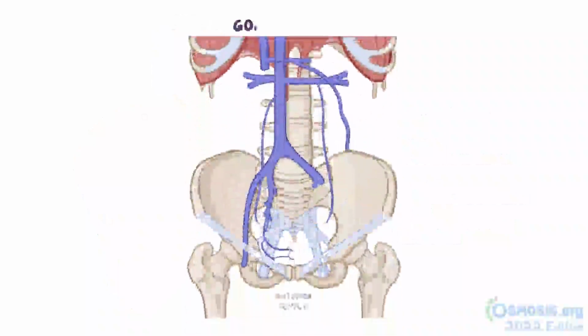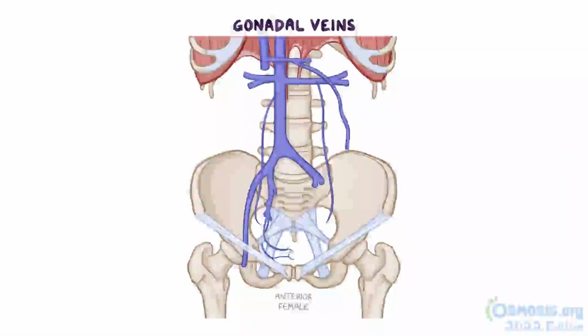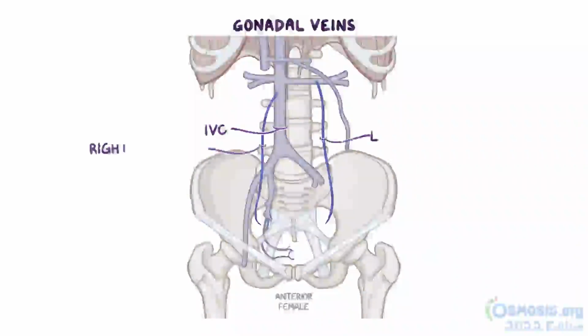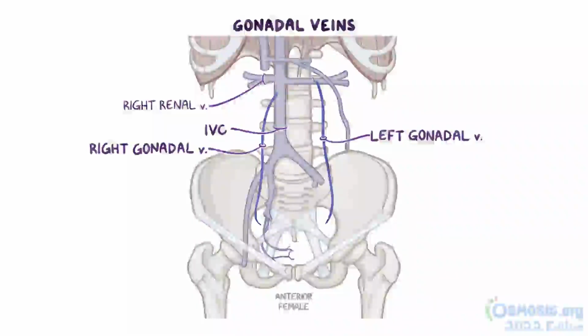It's particularly important to understand the drainage of the testicular veins in males and ovarian veins in females. As the testicular and ovarian arteries are branches of the abdominal aorta, you would expect these veins to drain to its counterpart, the IVC. However, the right and left gonadal veins drain into different vessels. The right gonadal vein drains directly into the inferior vena cava, just below the right renal vein. On the other hand, the left gonadal vein drains into the left renal vein, which then drains into the inferior vena cava.